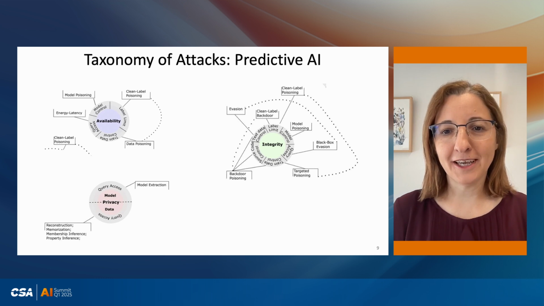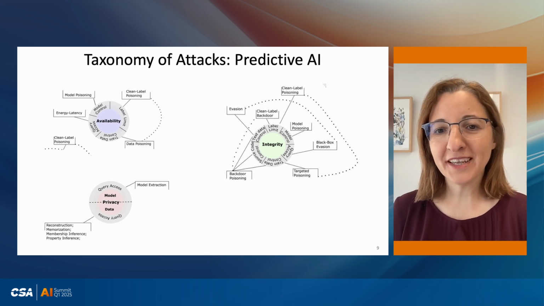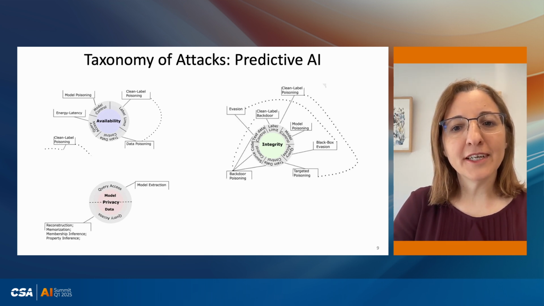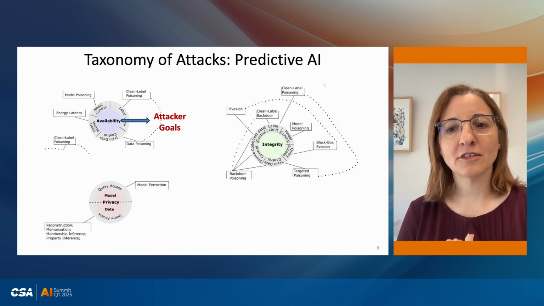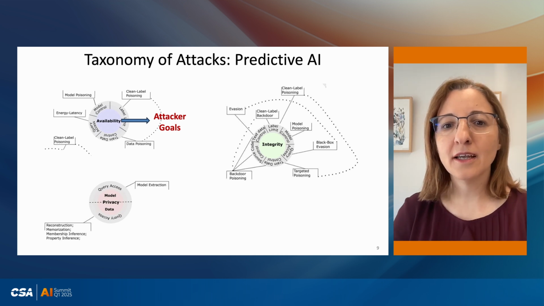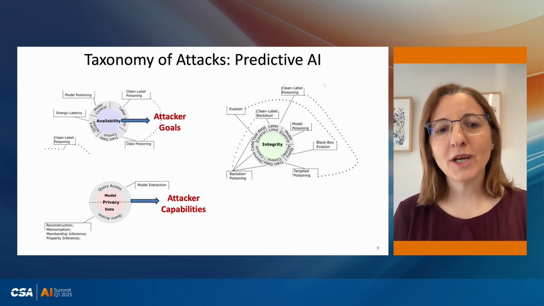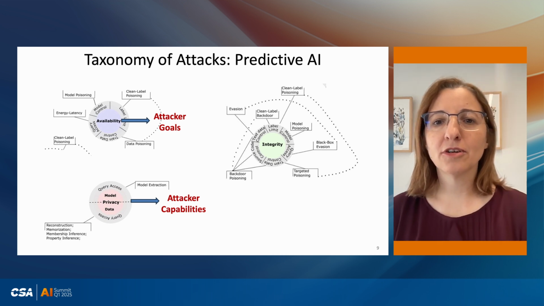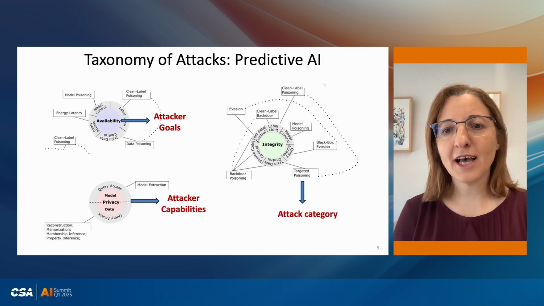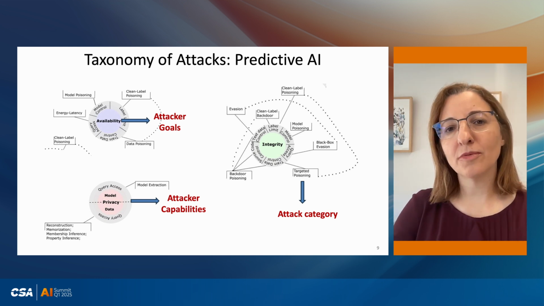So we have on this slide a graphical representation of the categories of attacks. First for predictive AI, and then later in the talk we will talk about generative AI as well. And in this graphical representation, in the inner circle we have the attacker's goals. They can be availability, integrity, or privacy, as we discussed. In the outer circle we have the attacker capabilities, such as query access to the model or control over the training data. And then the rectangles on the outside are the attack classes, such as targeted poisoning or model extraction.